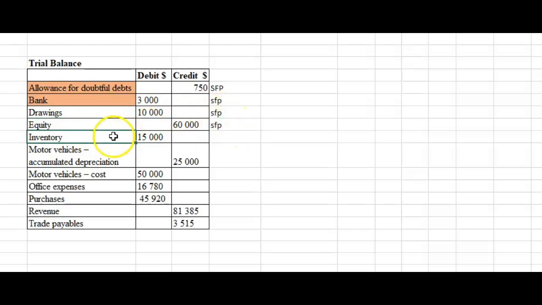Inventory needs special attention. Opening inventory appears in the income statement as part of the cost of goods sold, while closing inventory appears in the statement of financial position as a current asset. Motor vehicles at cost appear in the statement of financial position as non-current assets. Motor vehicle depreciation, shown as accumulated depreciation, is also recorded in the statement of financial position and is deducted from the cost of motor vehicles to calculate the carrying value of the asset.